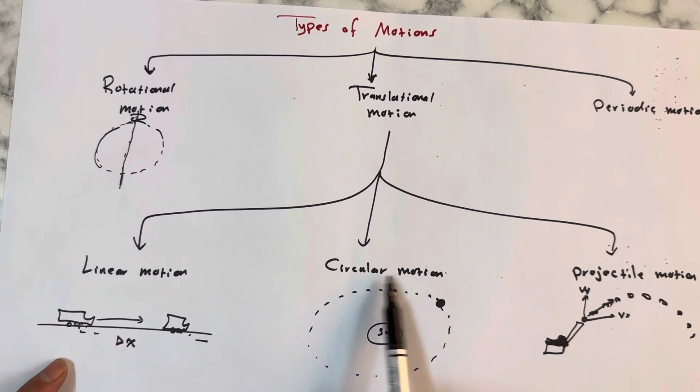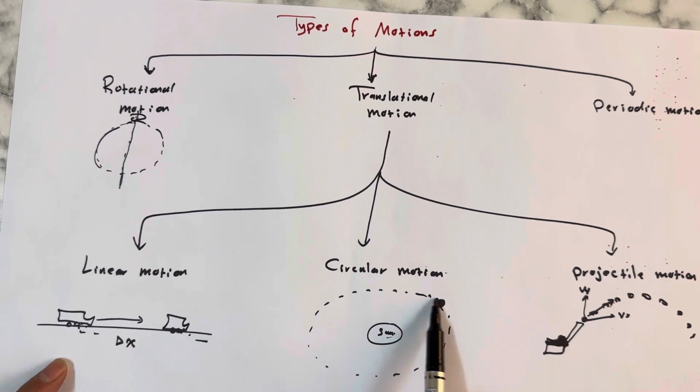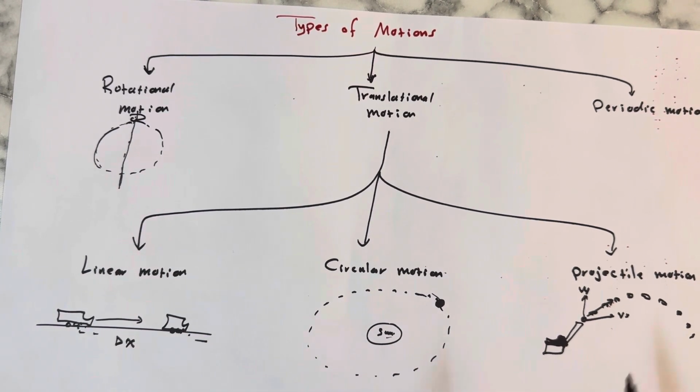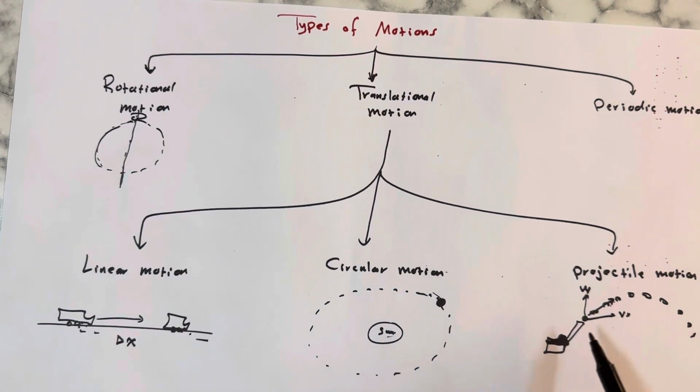Okay, but in circular motion also, the position of the object is changed. But in a circular path, not in a linear path. This is a circular path, this is a linear path. And in projectile motion, for example, the object is moving in a parabolic path.